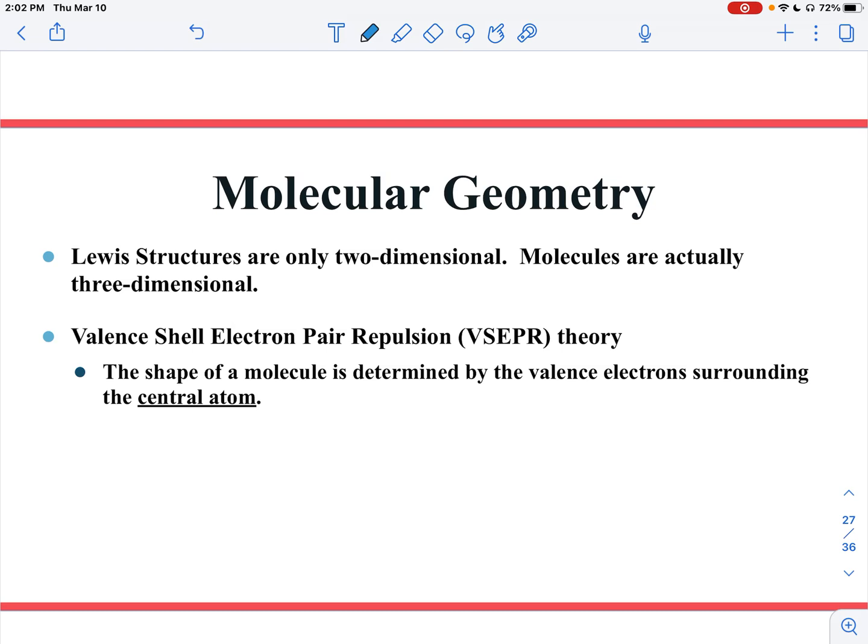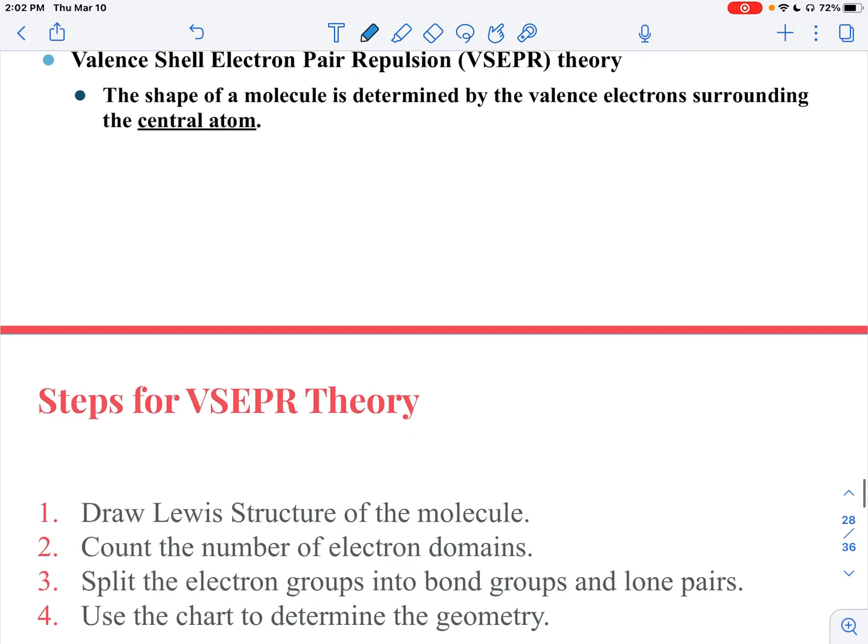VSEPR theory has to do with the repulsion between electrons. So you know that electrons are all negatively charged, so they all repel each other. However, these atoms are also bonded to each other, so there are competing differences here. Bonding wanting to happen, repulsion wanting to make that not happen. So what will happen is they will bond. The desire for atoms to bond is strong enough that it will happen, but they will then be as far away from each other as possible while still being bonded. And that's where VSEPR comes in.